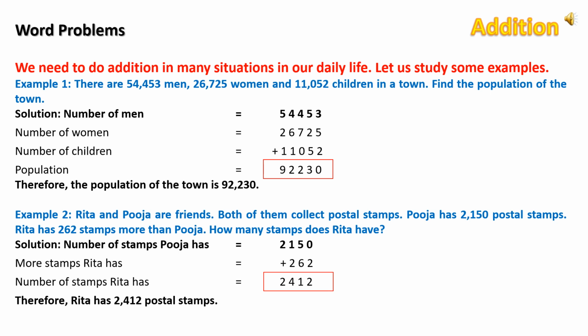First you note down the number of stamps of Pooja, that is 2,150, and Rita has 262 more stamps than Pooja. So add 262 stamps with the stamps of Pooja, and after adding whatever you are getting, that is the number of stamps of Rita. So this is 2,412, the final answer.